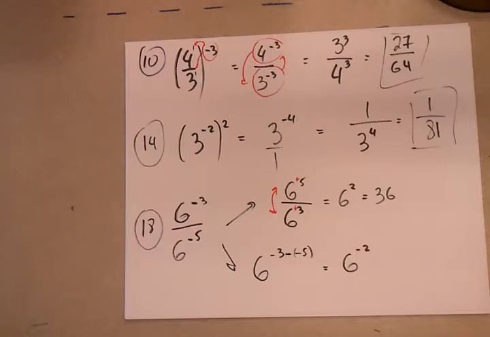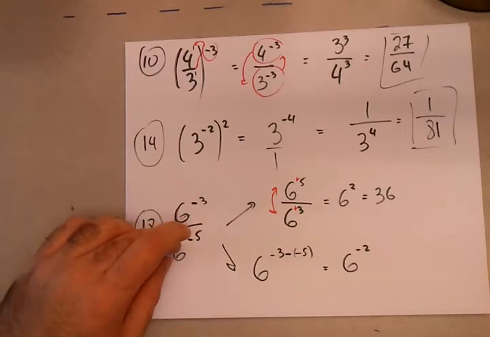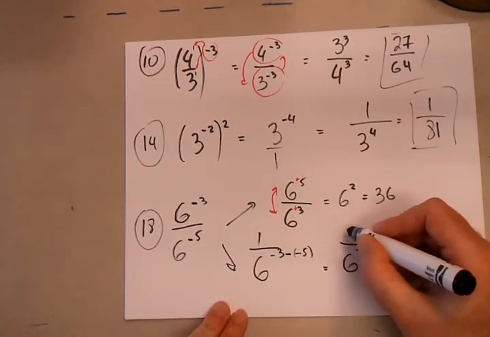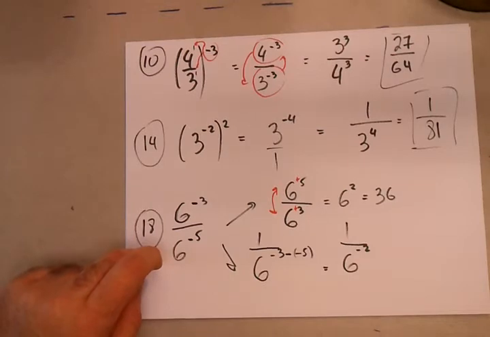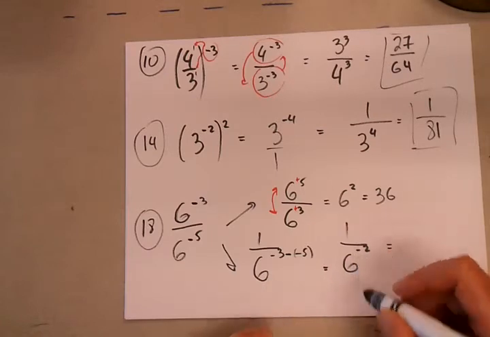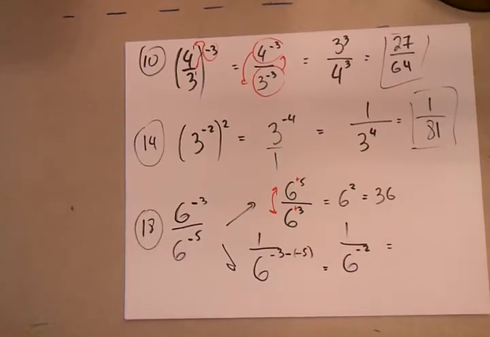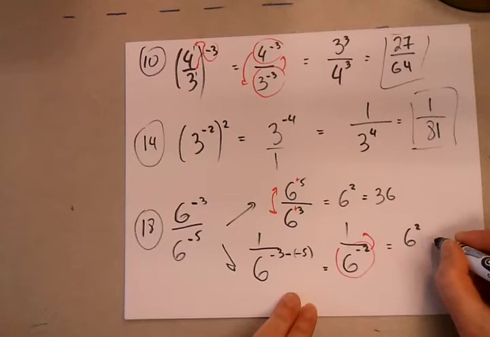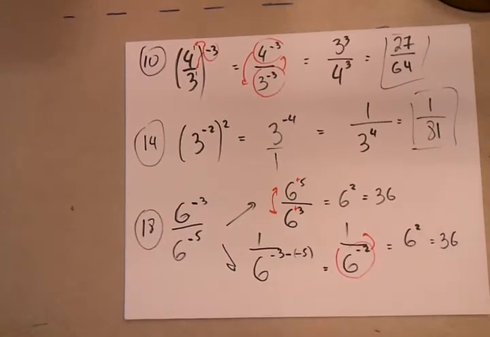Hold on a second, something went wrong. Negative 3. One over. It's going to remain in the denominator. And if you want to flip it to make it positive, you can most definitely do that. Which means it's going to go up. So that's going to be 6 to the second power, which is 36. Same answer, regardless of which method you used.